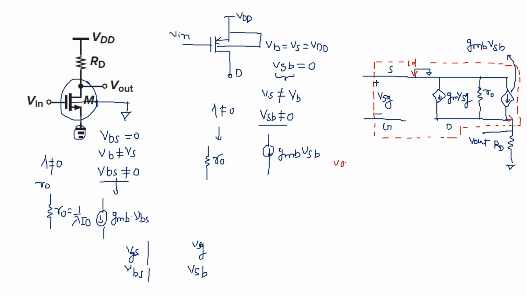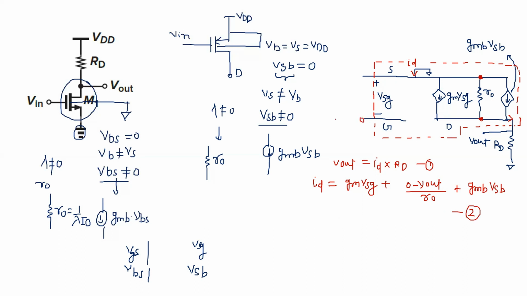So one equation that is fixed: V out equal to ID multiplied by RD. This is one equation. And the second equation is ID equal to GM VSG plus, since this potential is 0 and this potential is V out, for this R naught it will be 0 minus V out by R naught, and the third current will be GMB VSB. So this is your second equation.